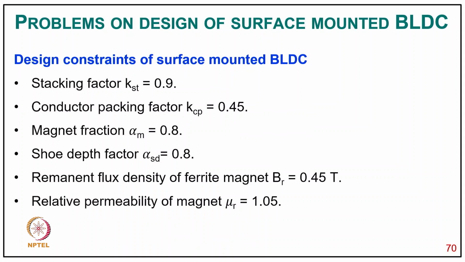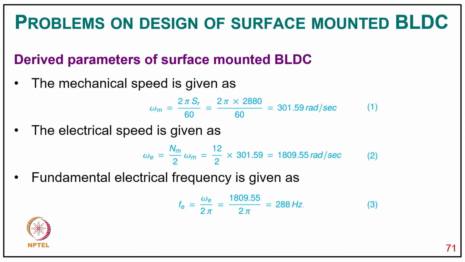Now stacking factor KST equal to 0.9, conductor packing factor KCP 0.45, magnet fraction alpha M 0.8, and slot depth factor 0.8, and the remnant flux density of the ferrite magnet Br equal to 0.45 Tesla, and relative permeability of the magnet mu r equal to 1.05.